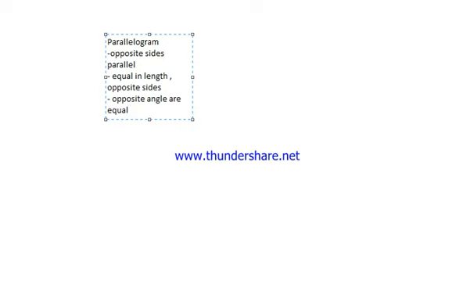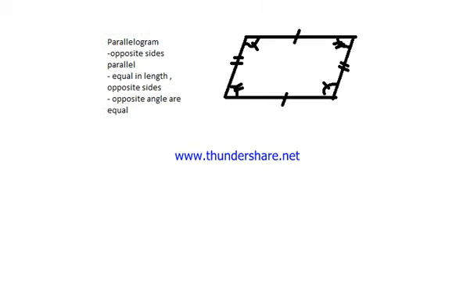I'm going to give you an example of the figure of a parallelogram. So this is a parallelogram. Opposite sides are congruent. Opposite angles are congruent. And opposite sides are parallel.